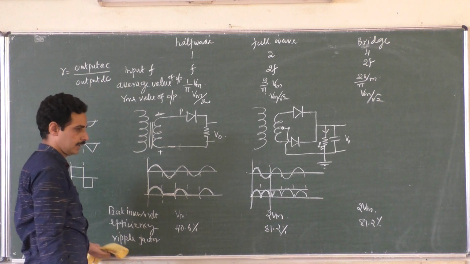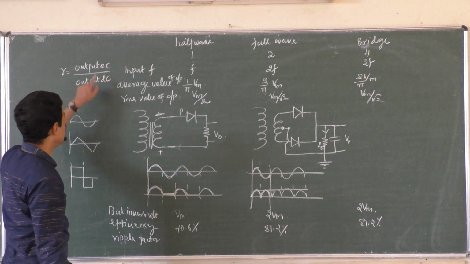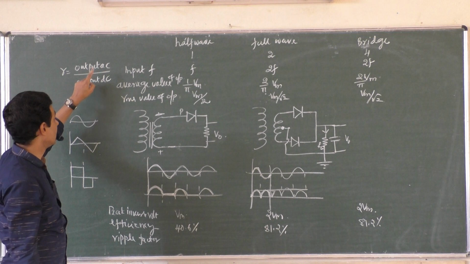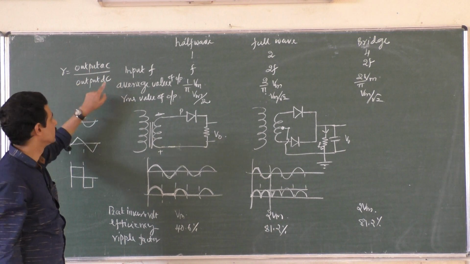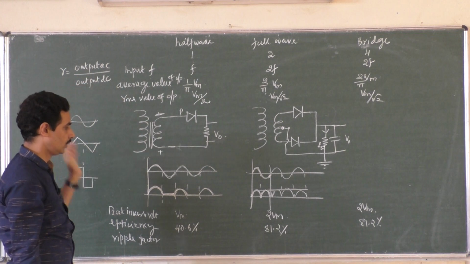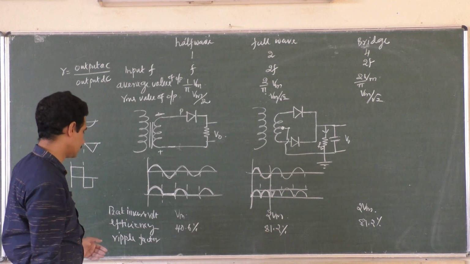If a rectifier has to be a perfect rectifier, it shouldn't give any AC output, because its job is to convert AC to DC. Its output AC must be equal to 0. It should give full DC output. So 0 by something is 0. But no rectifier is so ideal and so perfect. So what is the output ripple factor?